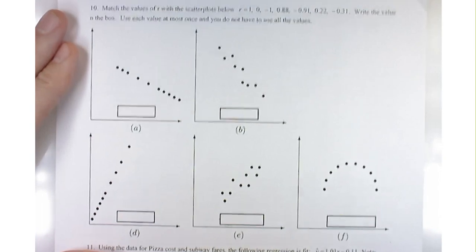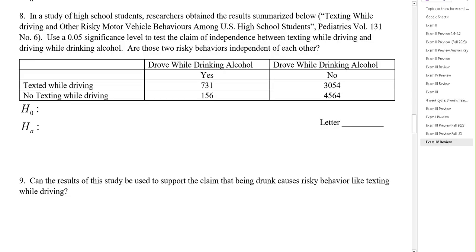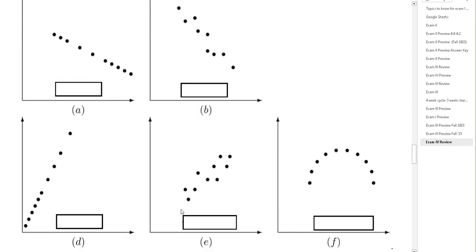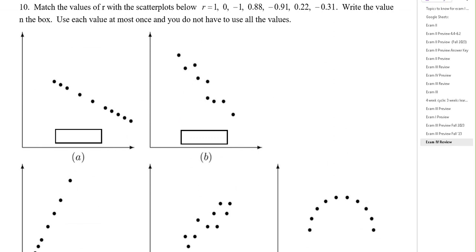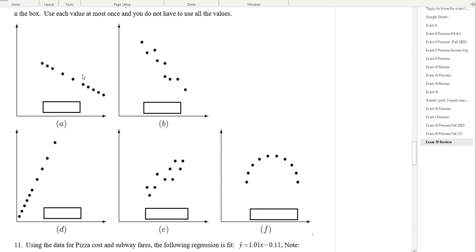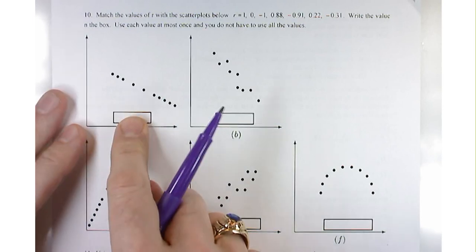Problem number 10. I would probably work on problem number 10 like you would the SAT test. What you want to do is try and figure out which one of these is the right linear correlation coefficient. Probably the best thing to do is to start out with the easiest ones, right? Let's get the easiest ones, starting out with this one.